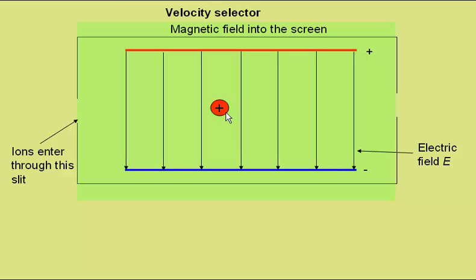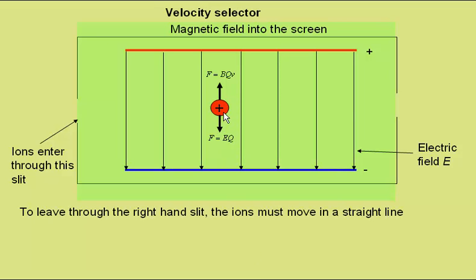When we have an ion at this position, it will experience a force downwards due to its charge and the electric field strength, the force being given by EQ. Due to its movement in the magnetic field, it will also experience a force up, given by the magnetic flux density B, multiplied by the charge on the ion Q, multiplied by its velocity V.